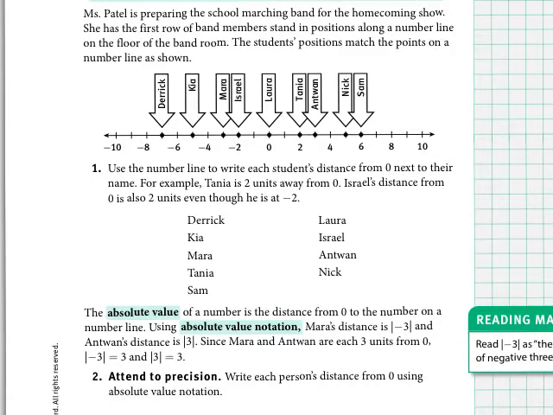Okay, so it says up at the top, Miss Patel is preparing the school marching band for the homecoming show. She has the first row of band members stand in positions along the number line on the floor in the band room. The students' positions match the points on the number line as shown. So we see the number line there.